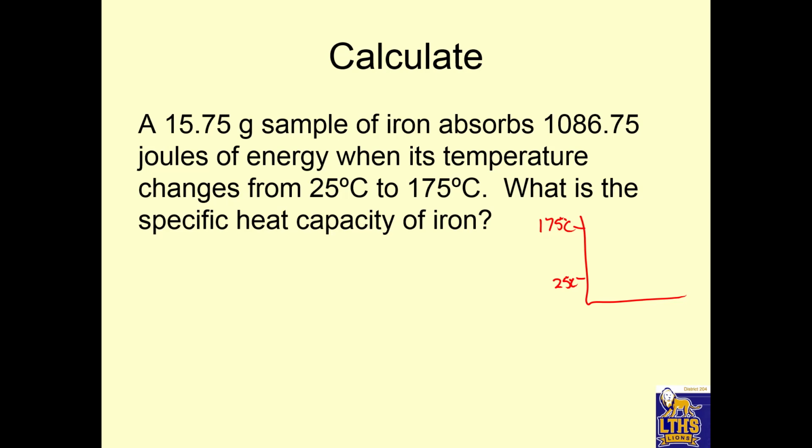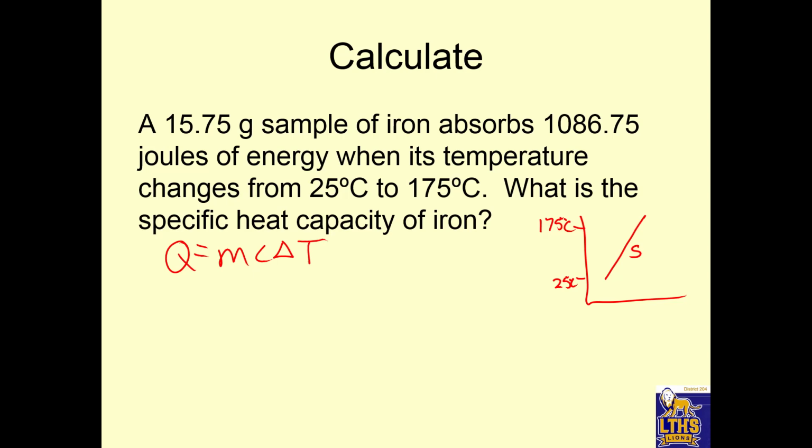I know iron's going to stay solid that whole time because I know a lot about iron, and so do you. So what you're trying to find is the specific heat capacity of iron. It's a slanted line. We're going to use this equation, Q equals MC delta T. It's not going to change phase, so we only need this.